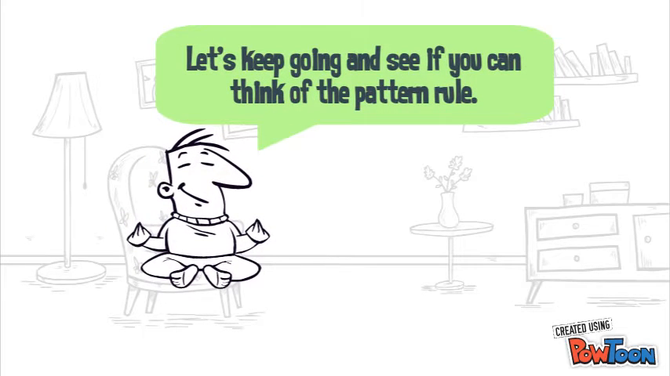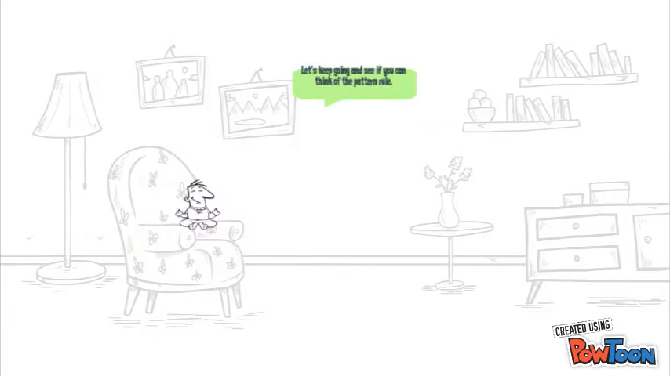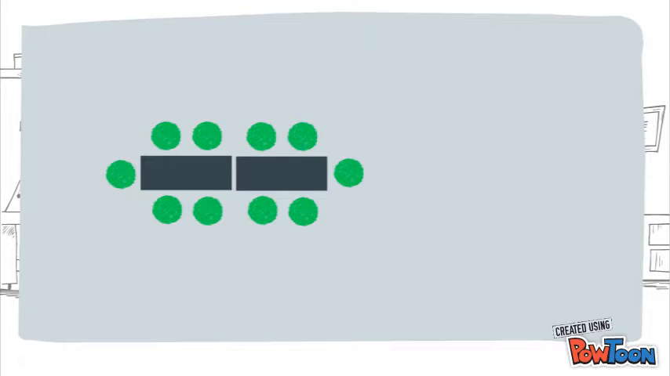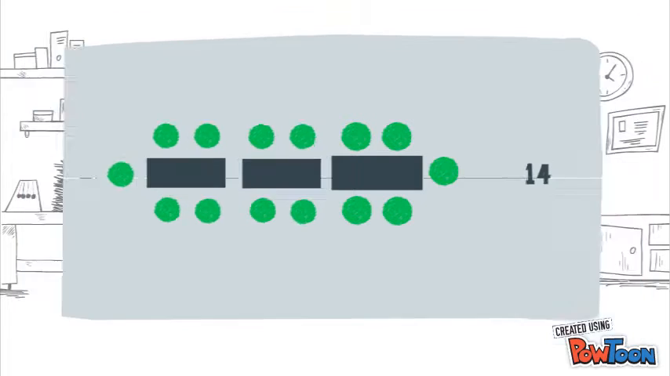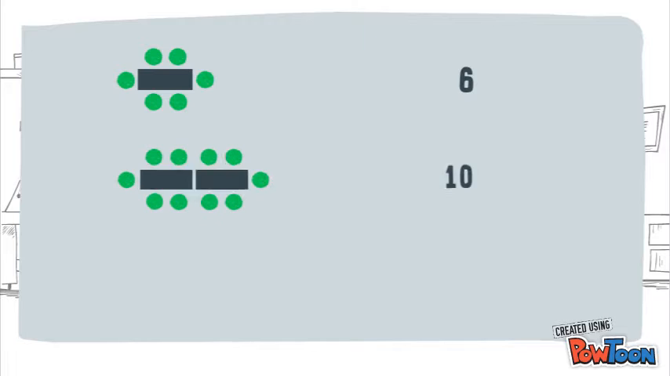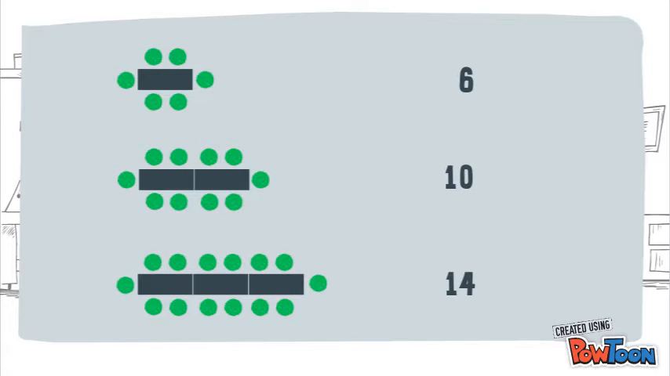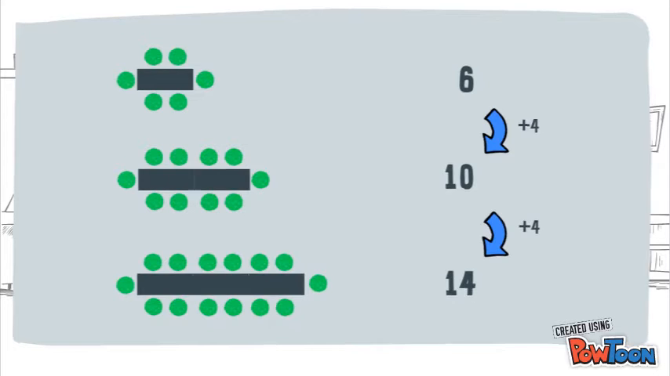Let's keep going and see if you can think of the pattern rule. Now, we add the third table end to end with the second table. How many people can we fit into 3 tables? Similar to the first table, we have to move one person from the end of the second table to the end of the third table. Again, we add another 4 people, therefore 14 people can fit into 3 tables. We went from 6 to 10 to 14. The pattern rule here is to add 4 people when we add a table.